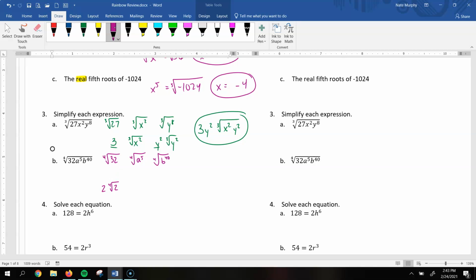So that 4th root of 32 simplifies to be 2 times the 4th root of 2. And the 4th root of a to the 5th, well, 4 goes into 5 one time, so we'd have a, and then we'd have 1 remaining. 4 goes into 5 one time with the remainder of 1. And lastly, 4 goes into 40 10 times, so here we would just have b to the 10th power. So if we put this all together, we would have 2a times b to the 10th power, and then under the 4th root, we would still have 2a. So that would be your answer for part B.